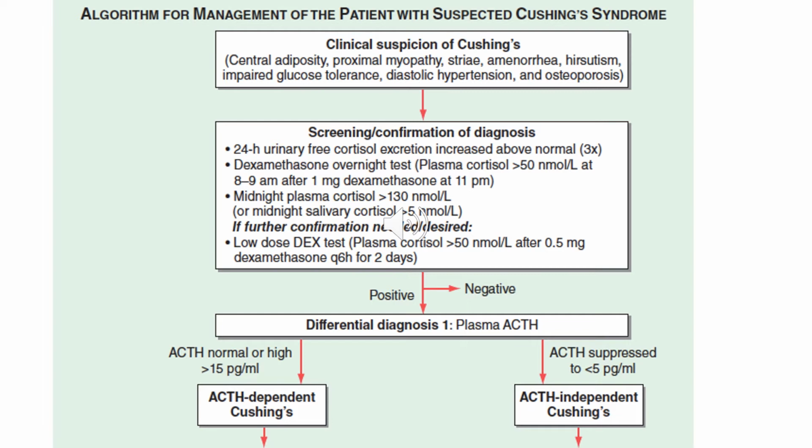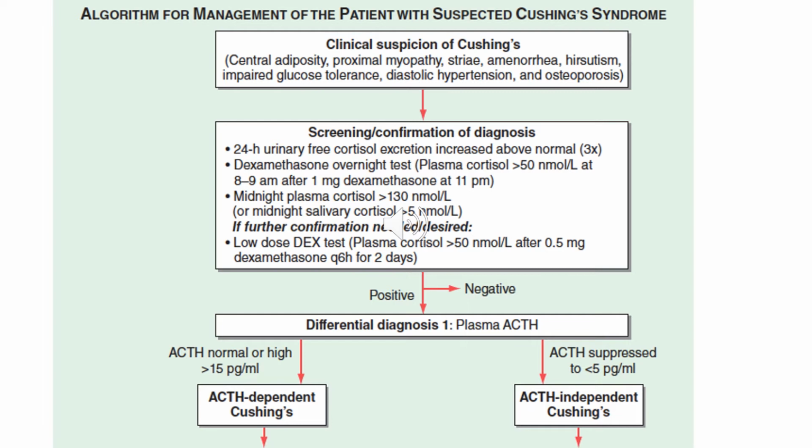Now, there are several screening tests to be used. We can use either the 24-hour urinary free cortisol excretion, in which we expect an increased value above the normal by threefold if there is Cushing's, or we can also use dexamethasone overnight testing, in which we expect a result of plasma cortisol above 50 nanomole per liter at 8 to 9 a.m. after 1 milligram dexamethasone at 11 p.m. Or we can also use midnight plasma cortisol. A result of more than 130 nanomole per liter is also suggestive of Cushing syndrome. If further confirmation is needed, we can also use low-dose dexamethasone suppression tests.